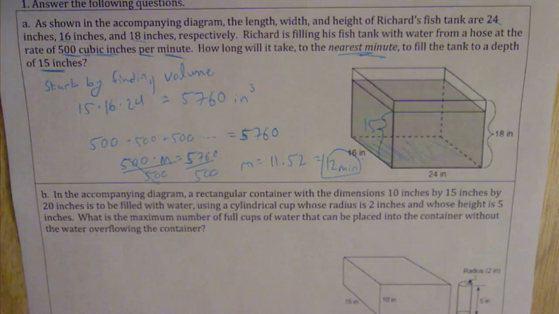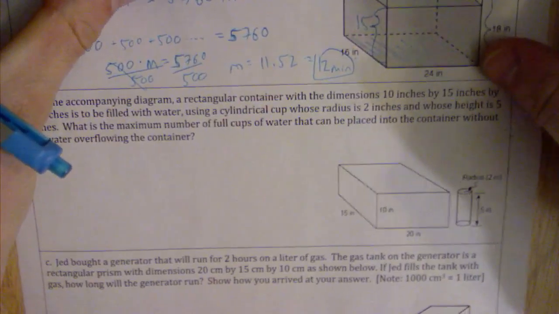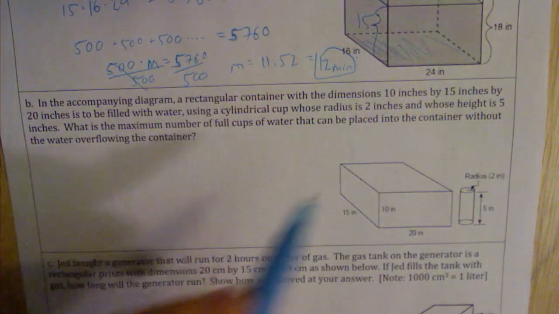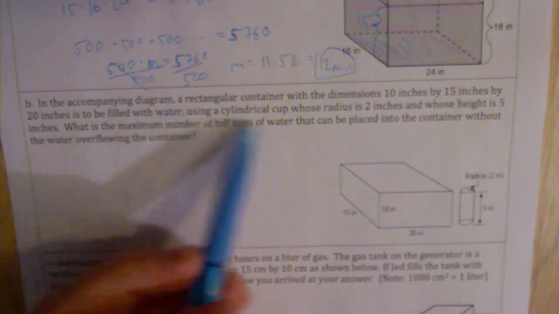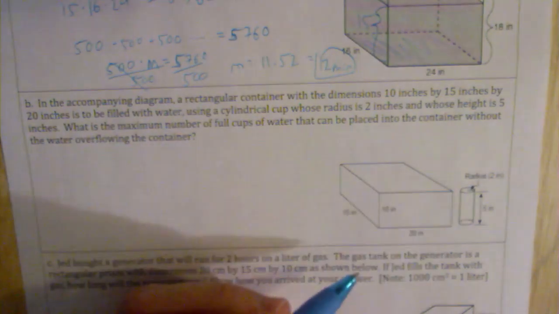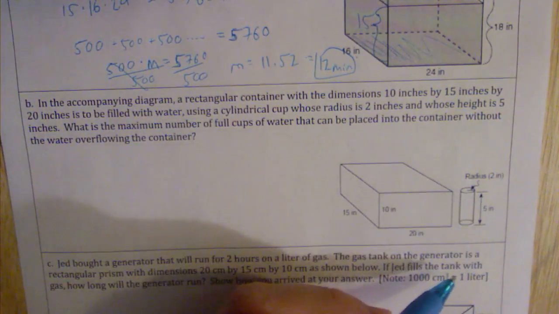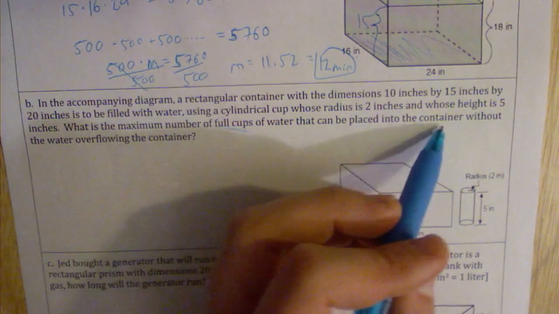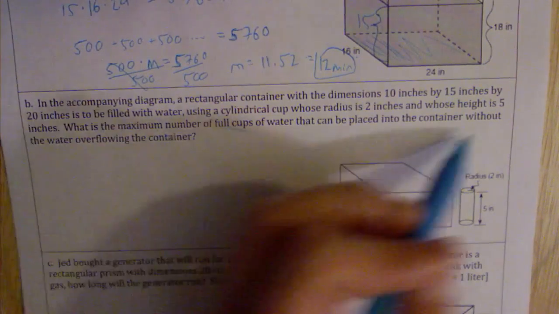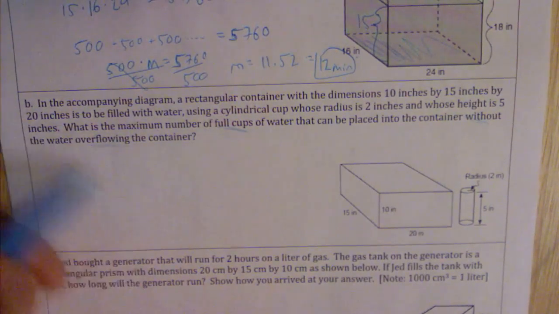Okay, now in the accompanying diagram, a rectangular container with the dimensions 10 inches by 15 inches by 20 inches is to be filled with water using a cylinder cup whose radius is 2 inches and the height is 5 inches. What is the maximum number of full cups of water that can be placed into this container without the water overflowing, without it going out of the container?